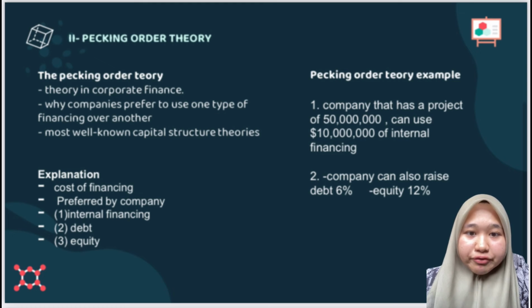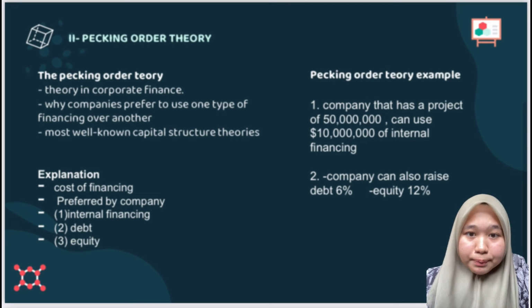The theory was first proposed by Myers and Majluf in 1984. The pecking order theory states that the cost of financing increases as companies use sources of funding where the degree of asymmetric information is higher. As companies raise more and more capital, it becomes increasingly hard to obtain such funding externally. Instead, they are forced to resort to bank debt and public equity. This source of funding tends to be more expensive.